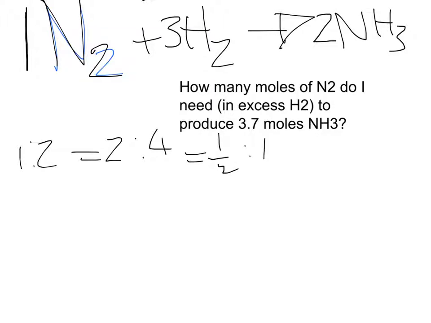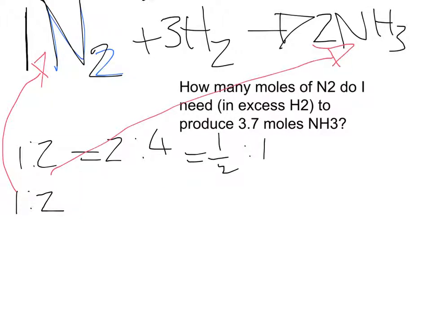So I'm dealing with my molar ratio. I start off with 1 is to 2. Remember, this 1 here refers to the nitrogen, the 2 here refers to the ammonia. Now, what's my ratio on the other side? Here's how I do my mole ratio calculations. I'm asking how many moles of N2 do I need? I don't know that, so I'll leave that as X. How many to produce 3.7 moles of NH3? Well, I know I'm trying to produce 3.7. So there, I've got my ratio: 1 is to 2 is the same as X is to 3.7.